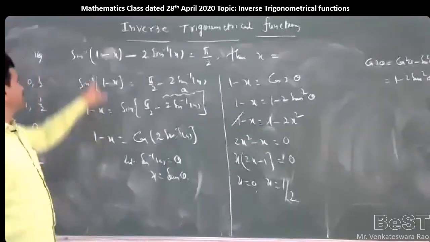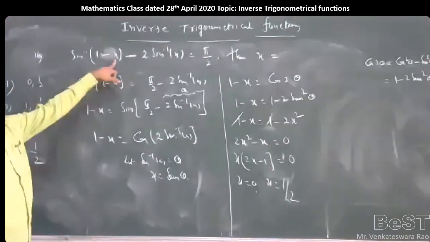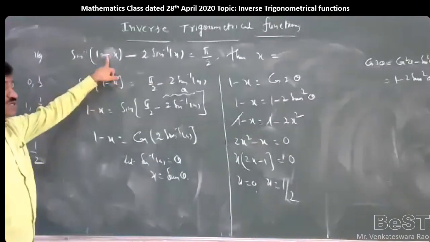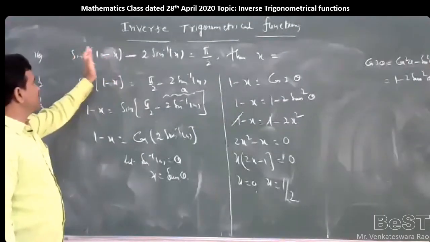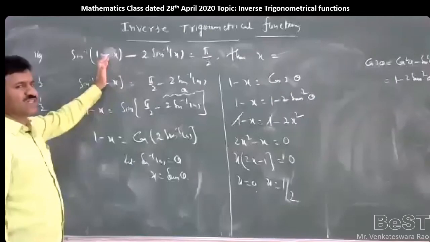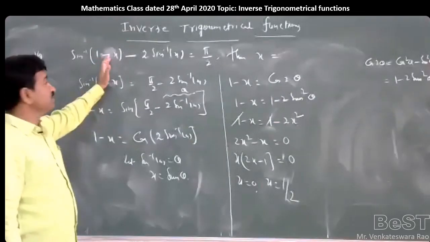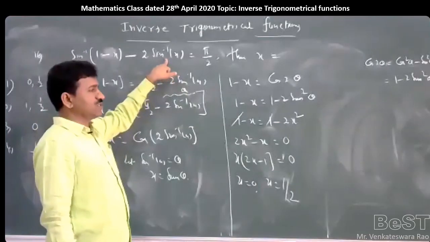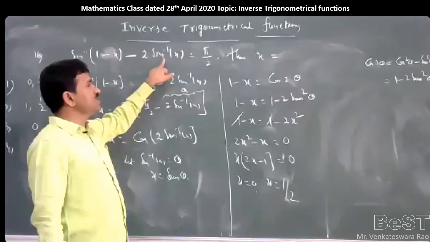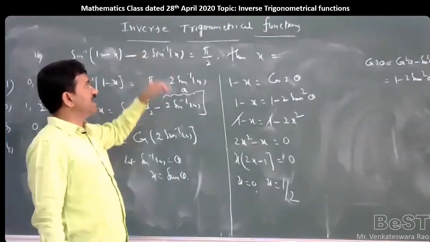See the 1 by 2. What is 1 minus 1 by 2 value? 1 by 2, sin inverse of 1 by 2. What is sin inverse of 1 by 2 value? Pi by 3, pi by 6, minus 2 sin inverse of 1 by 2. Minus 2 into this is pi by 6. The answer is minus pi by 6.